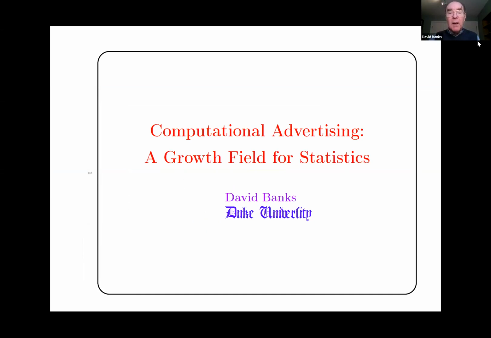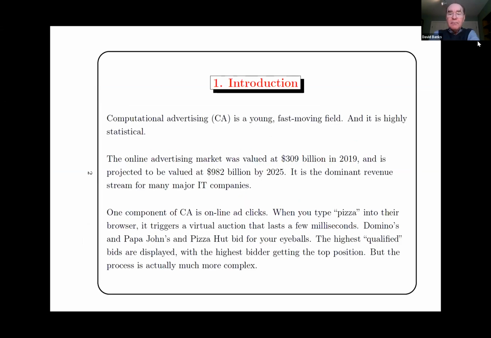I'd like to talk about computational advertising. It's a new field and it is highly statistical. The online advertising market is currently valued at $309 billion, and it's projected to go up to $982 billion by 2025. And it's the major revenue stream for a batch of IT companies, including Google, Facebook, Amazon, lots of places.